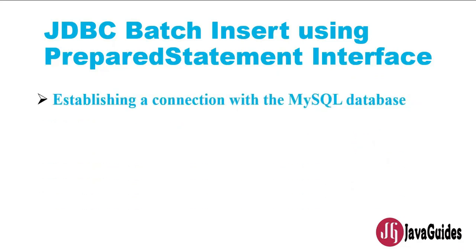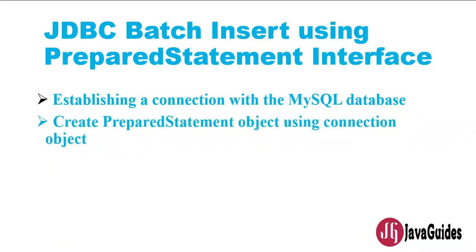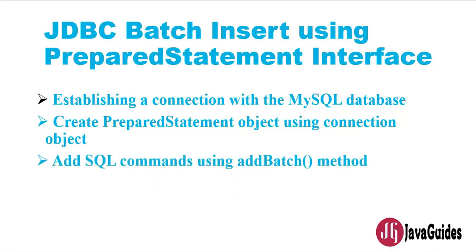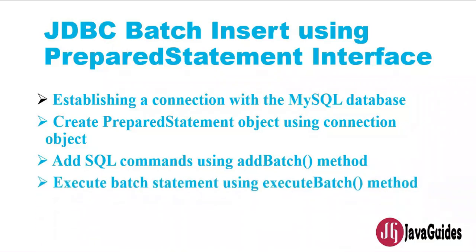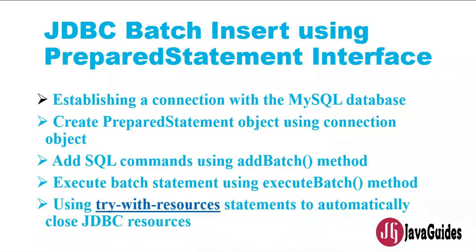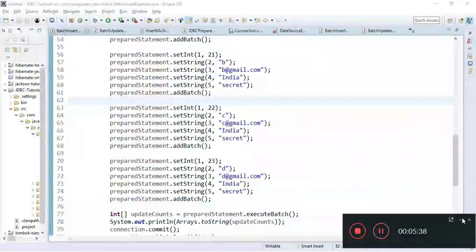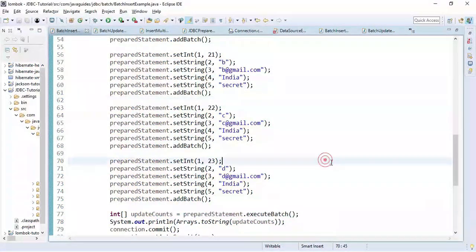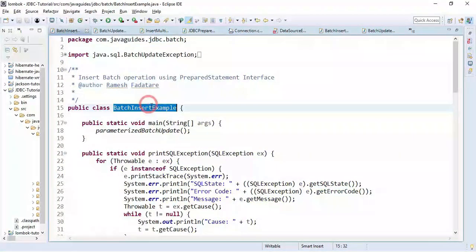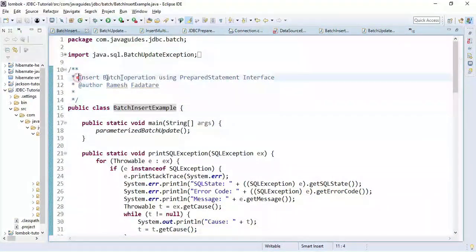Now let us see how to use the PreparedStatement interface. Similar steps we need to follow here. We need to establish a connection, and then create a prepared statement. We need to add SQL commands using the addBatch method, and we need to execute the batch statement, and we use try-with-resources statement to automatically close the JDBC resources. Let's have a look at the example here.